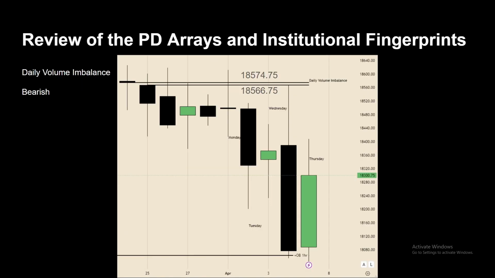So, I want to review the PD arrays and the institutional fingerprints that I saw occur during this time of price action. This is the daily chart here, and I have highlighted a daily volume imbalance that was left after the all-time high was made, I think the 26th or so. That sounds right. Here I've labeled the price levels on the volume imbalance. We have the top of 74 and the bottom of 66.75. And I think this is a bearish volume imbalance.